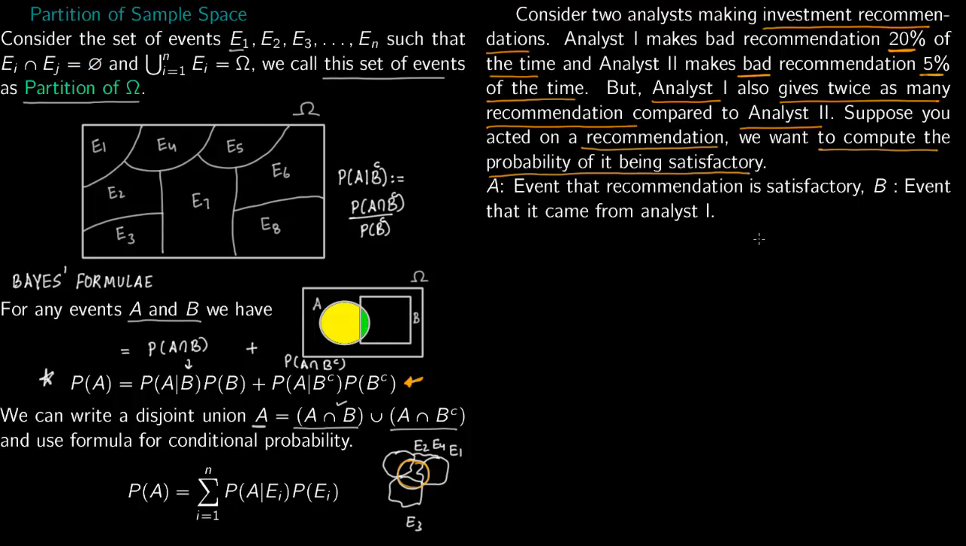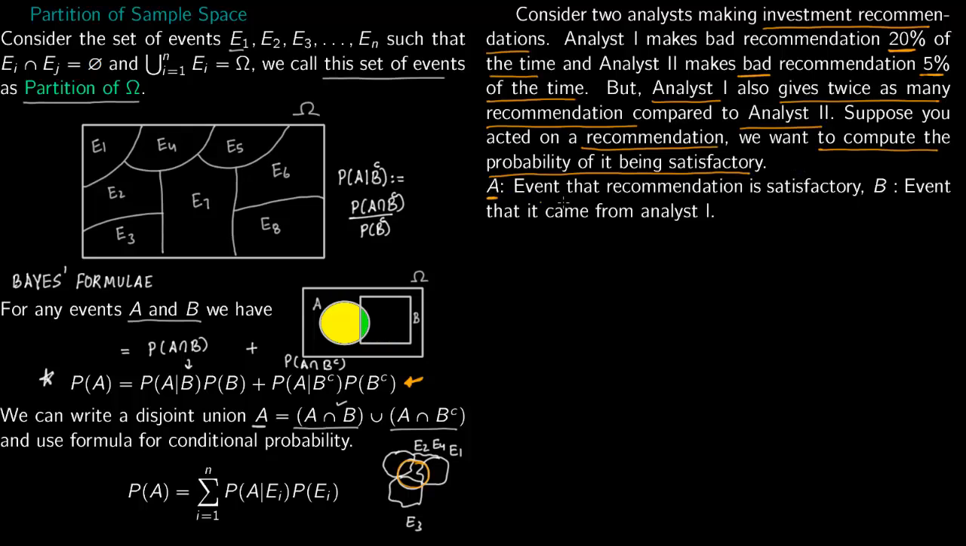So again, you have 2 analysts. Analyst 1 makes a bad recommendation 20% of the time. Analyst 2 makes a bad recommendation 5% of the time, but analyst 1 is twice as productive as analyst 2. And we want to compute the probability of a recommendation being satisfactory. You do not know where the recommendation came from, whether it came from analyst 1 or analyst 2.